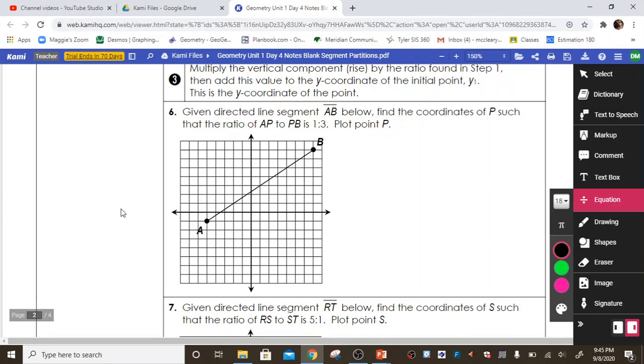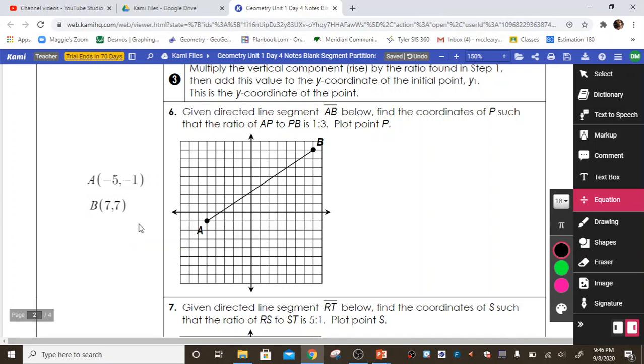So number 6, we are given a directed line segment AB. So our initial point is A, and our terminal point is B. So I think that the first thing we need to do is we need to figure out where we're dealing with. So A is 1, 2, 3, 4, 5 to the left and 1 down. So -5, -1. And point B is pretty far over there. 1, 2, 3, 4, 5, 6, 7 over. 1, 2, 3, 4, 5, 6, 7 up. So we are at 7, 7. Okay, now we know our points.